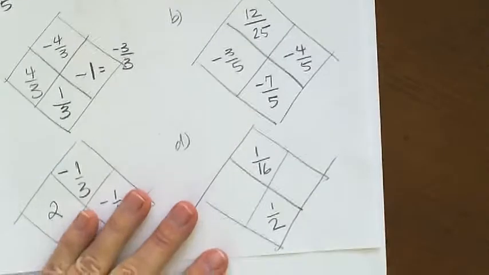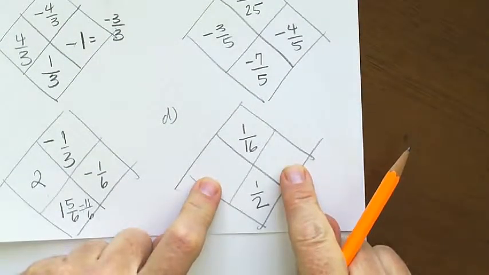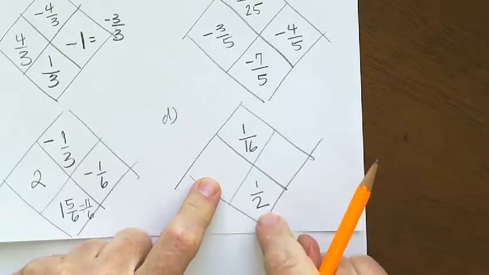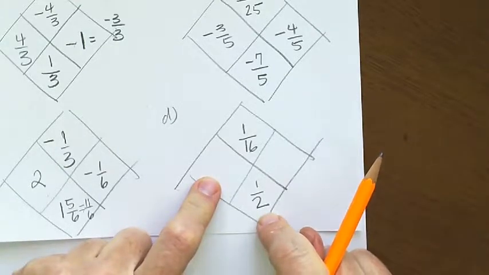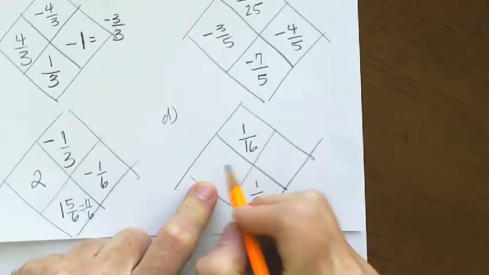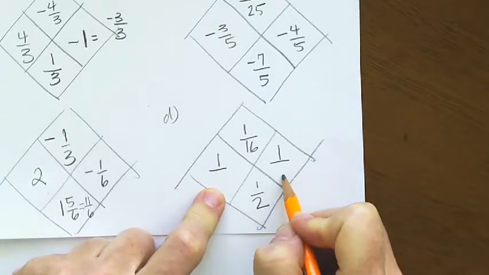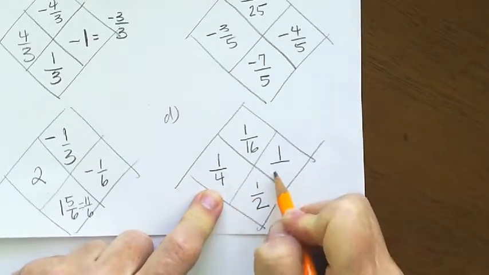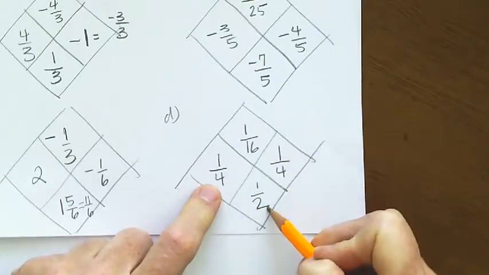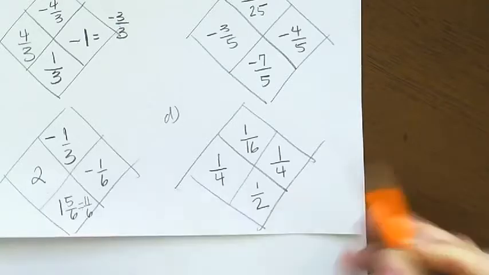And part D, we have two numbers. We're looking for two numbers that when we multiply them, we get 1/16. And when we add them, we get 1/2. Well, if I'm multiplying two fractions to get 1/16, I know the numerator is probably 1. And then what times what is 16? 4 and 4. 1/4 plus 1/4 is 2/4, which would reduce to 1/2.